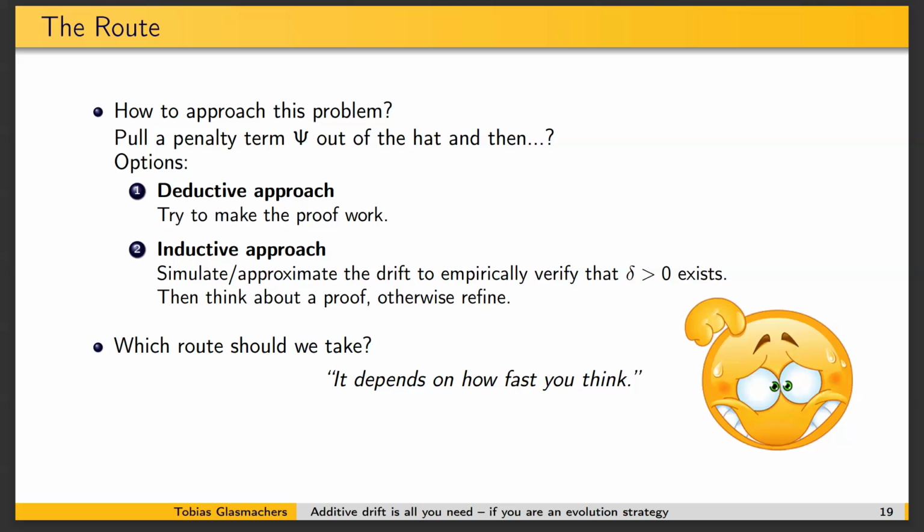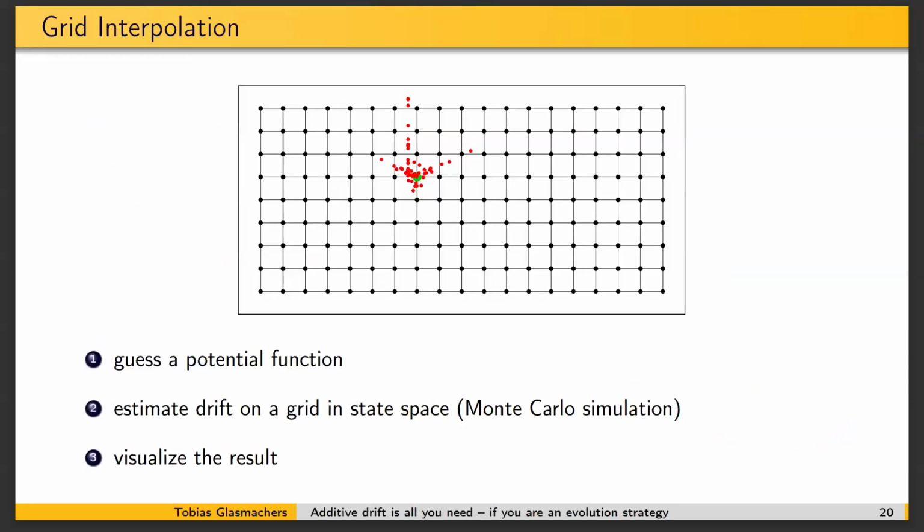And now it turns out the terms we have here for CMA-ES are not easy, are not nice. So that's why I thought, okay, maybe I'm not the fastest thinker or whatever, but it seems more safe to me to take that inductive road. Okay, and that is what we did.